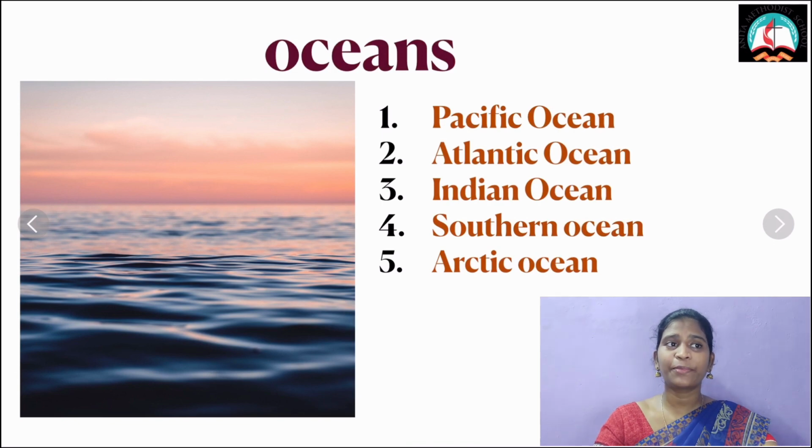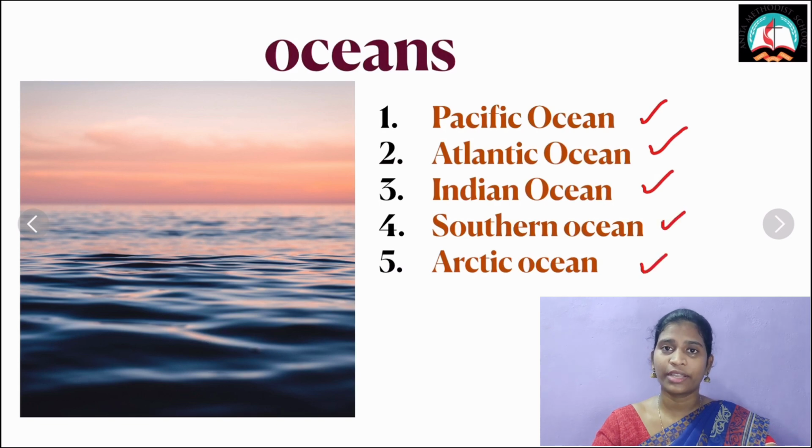As you have studied previously, there are 5 oceans. We all know that, right? Can you all name them? Pacific Ocean, Atlantic Ocean, Indian Ocean, Arctic Ocean and Southern Ocean. Correct. So first we are going to learn about the Pacific Ocean.